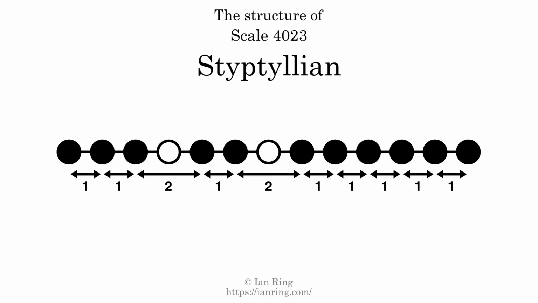The structure of a scale is a description of the interval distance between each successive tone. This scale has a structure of 1 1 2 1 2 1 1 1 1 1.